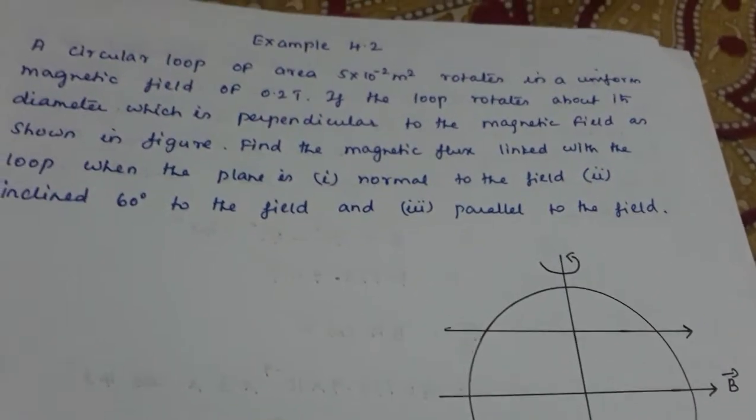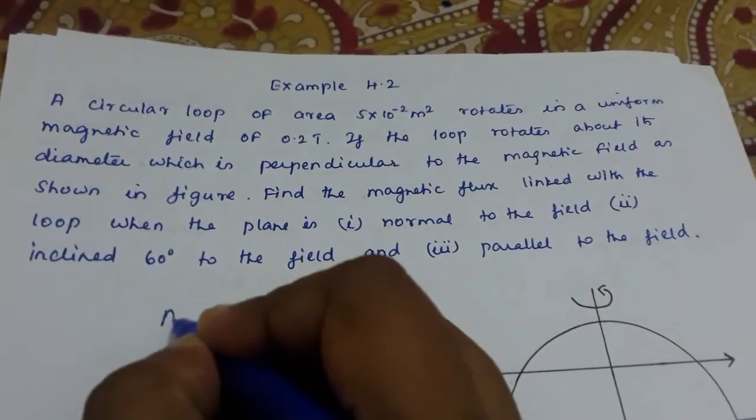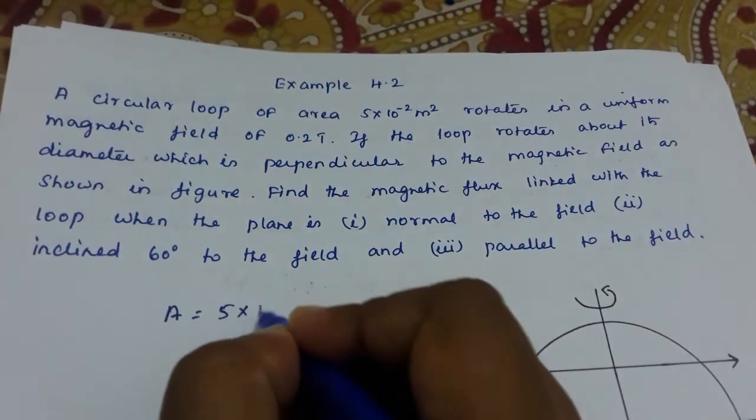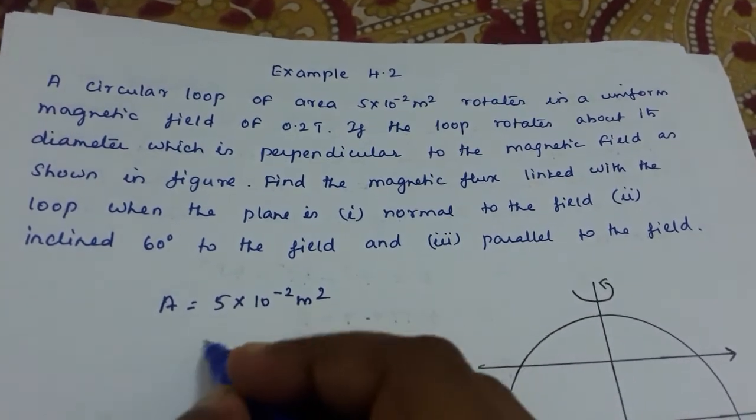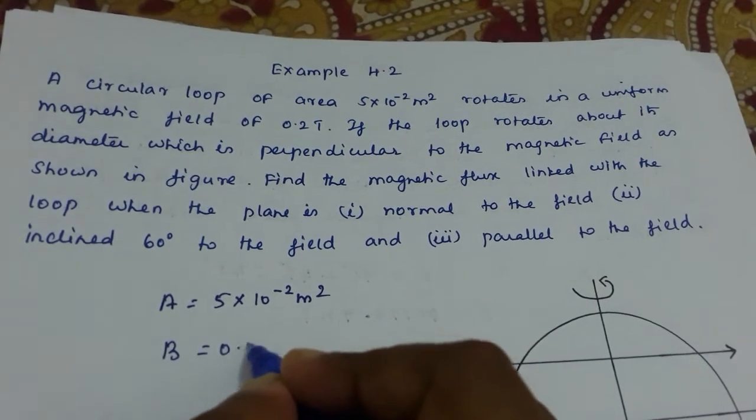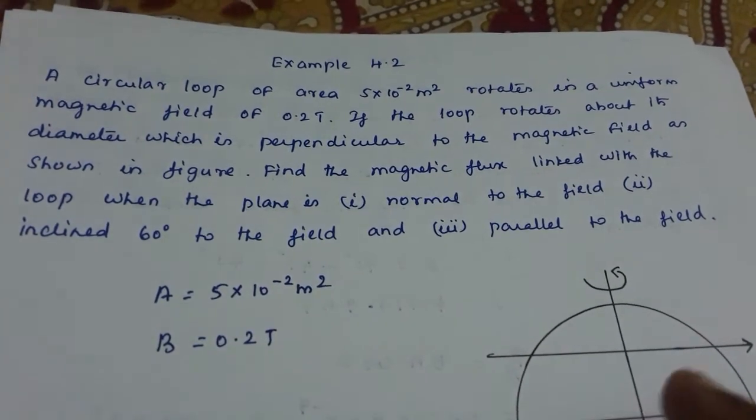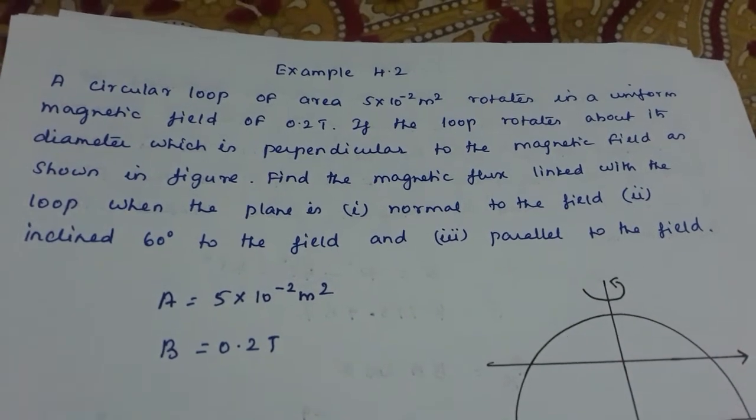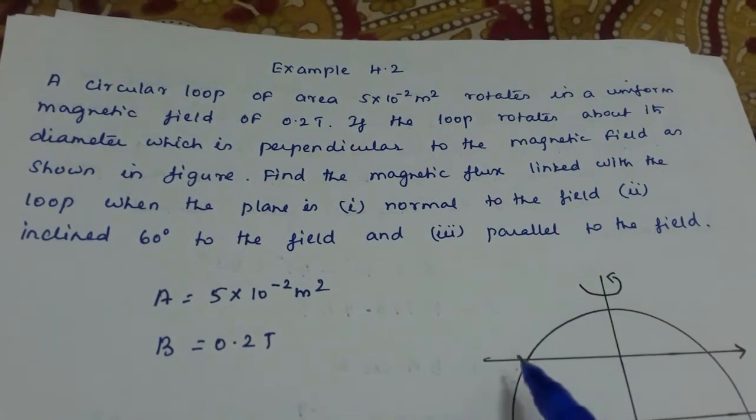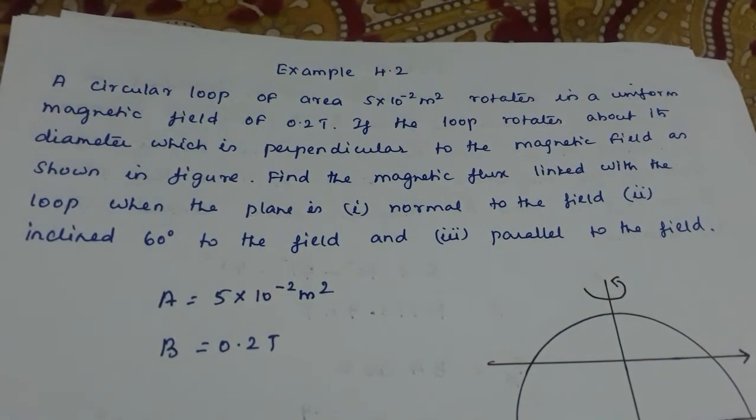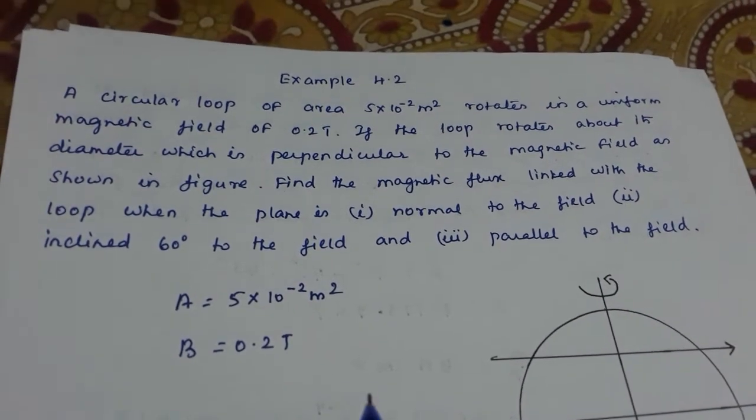Okay. Now what is given in the problem is the area of the loop. The area of the loop is equal to 5 into 10 raised to minus 2 meters square. It is rotating in a uniform magnetic field. The value of the magnetic field is 0.2 Tesla. It rotates about the diameter which is perpendicular to the magnetic field. So it is rotating in this direction. Magnetic field is perpendicular. Okay. Now we have to find out the magnetic flux linked with the plane.